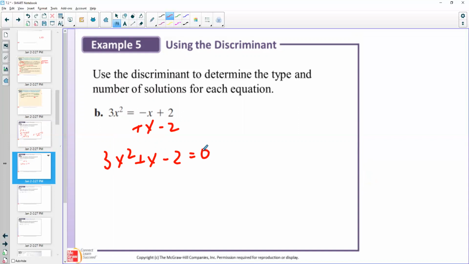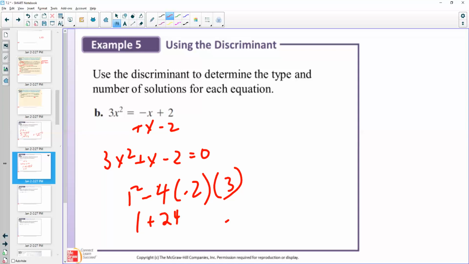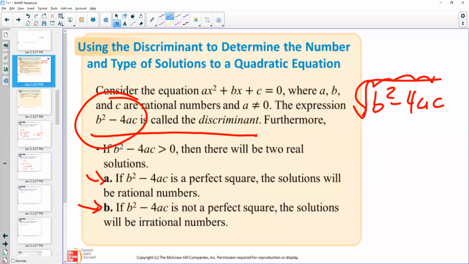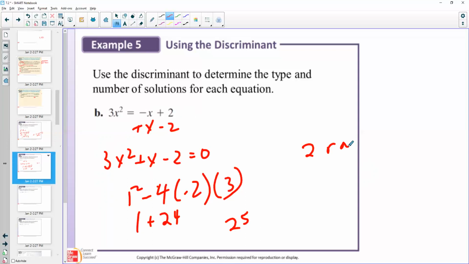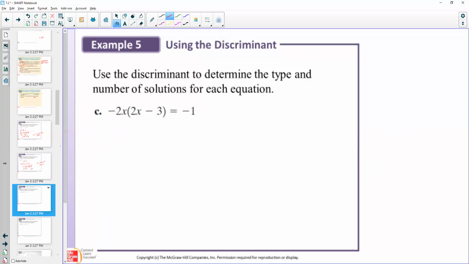Well, b squared is just 1 minus 4 times negative 2 times 3. That's positive 8 times 3, which is 24, plus 24. I get 25. 25 is a perfect square. That was one of our choices. If your answer is a perfect square, the answer will be 2 rational numbers. So I have 2 rational solutions. You get where this is going, right? So you keep at this.